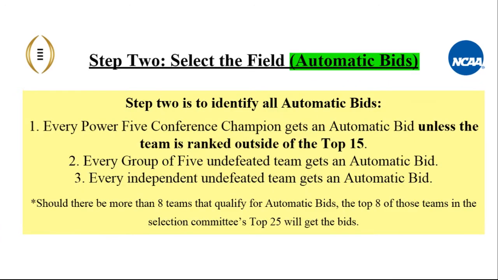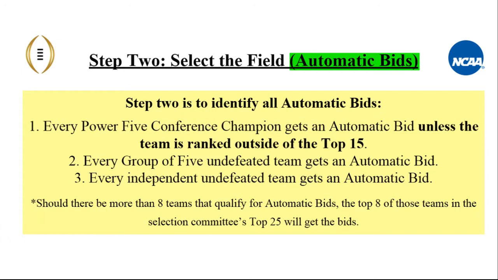Step 2 is to identify the automatic bids. Remember, there are 3 types of entries into the playoffs: automatic, priority, and voted in. Automatic bids are just that, automatic. Every Power 5 conference champion gets in the playoffs as long as they're in the top 15. And every Group of 5 or independent team that is undefeated at the end of the regular season gets an automatic bid. Note that should there be 4 or more undefeated independents or Group of 5 teams, the top 8 ranked automatic bids are the 8 playoff teams.